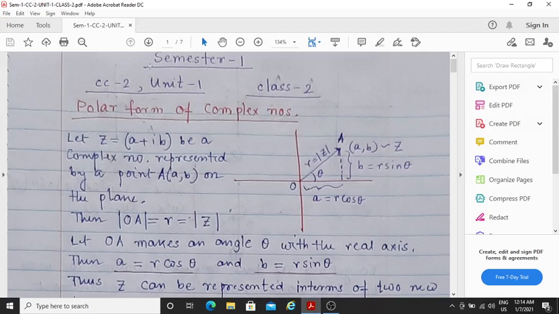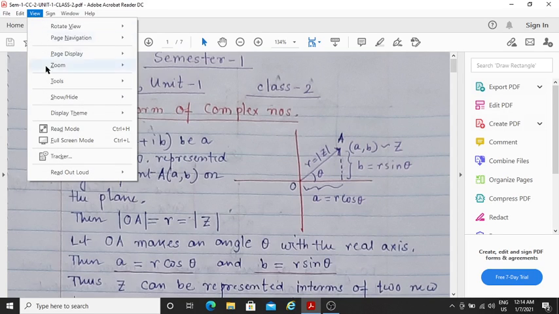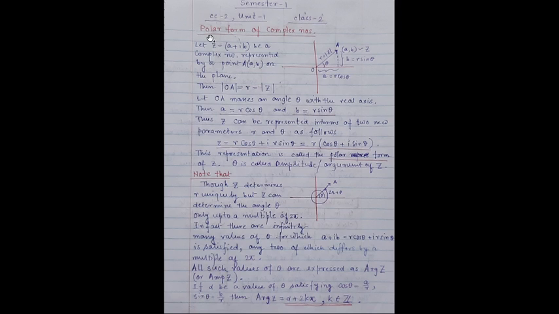Well, this is the second lecture of CC2 in the series, and in this lecture, we will be discussing the polar form of complex numbers. Now, so far, what we have seen is that a complex number a plus ib can be represented as a point on a plane called the complex plane.